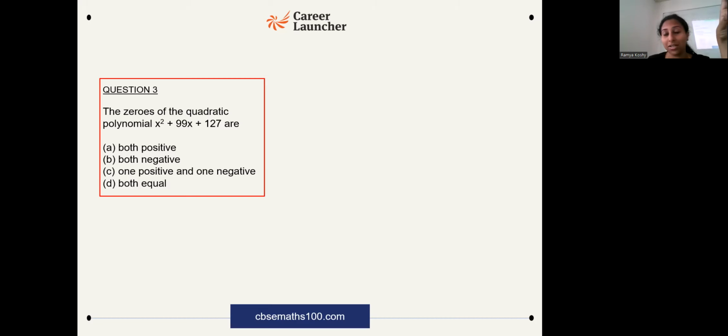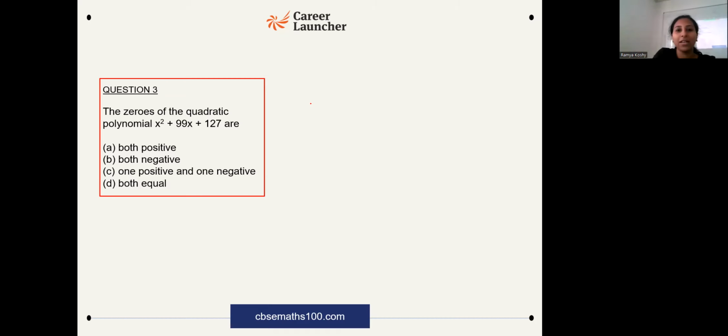Think logically here. Instead of actually finding the zeros, if some of you are sitting and finding the zeros, that's the wrong way to do this question. You're not supposed to spend time finding the zeros over here. What you're supposed to do is use your logic. If I was splitting the middle term here, what would you have done? Product is positive, sum is positive. So if you were splitting the middle term, you would have got only positive, positive everywhere, right?